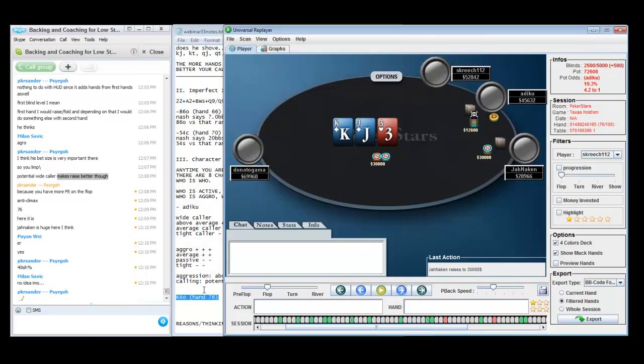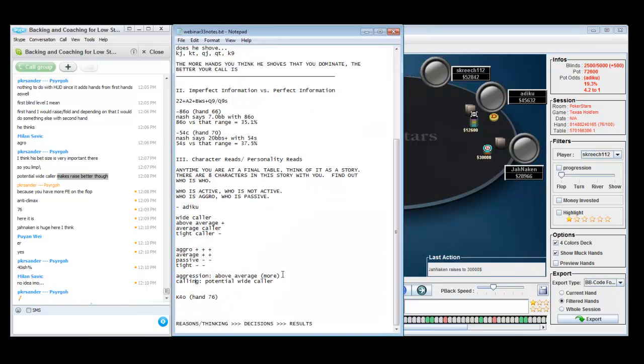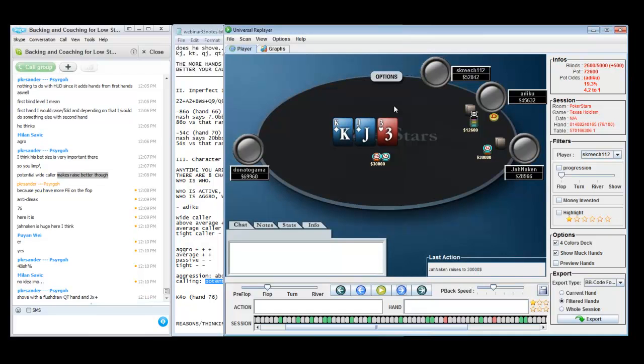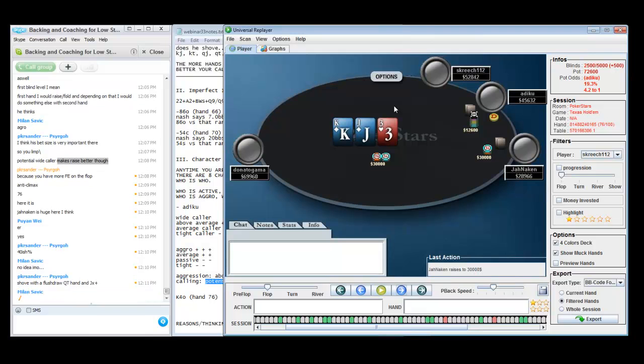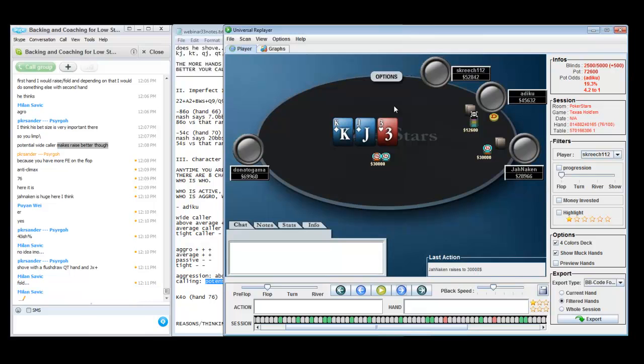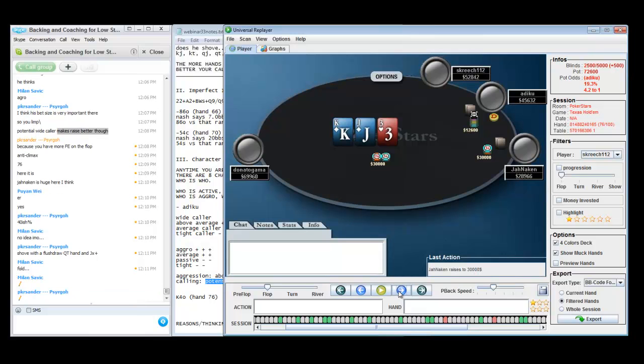Well, let's think of who he is. He is above average aggression, and he's a potential wide caller. That's all we know. But remember, that was just from 5-4 offsuit, which could have just been pot odds. Okay. We don't know what he's going to do. Trick question. We don't know, because it depends. This is imperfect information. You're about to get some perfect information, though.